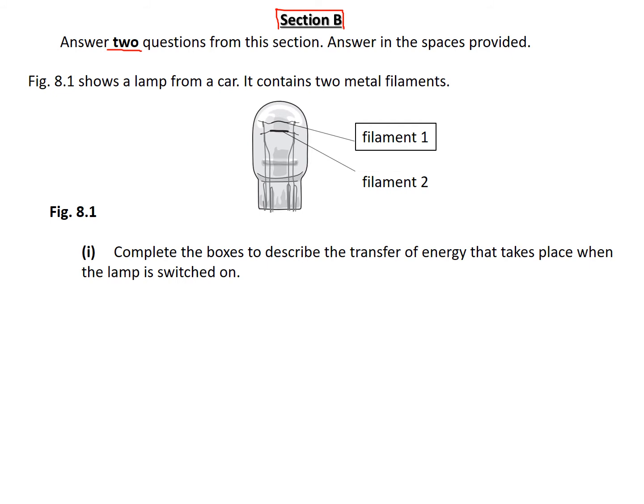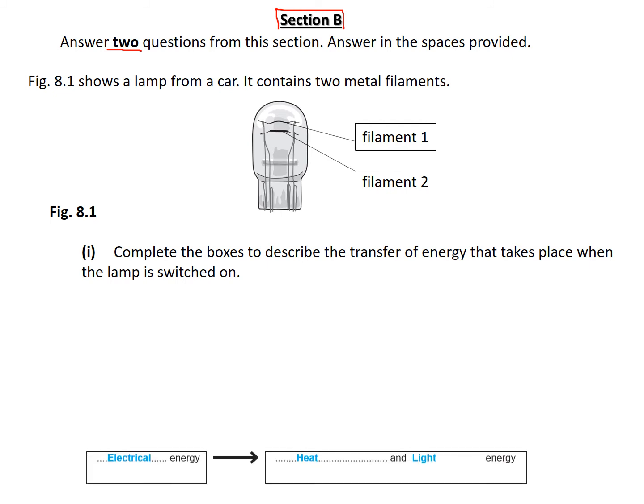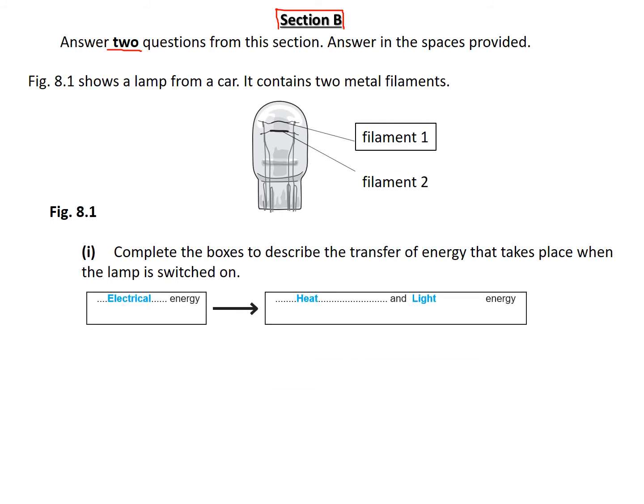It contains two metal filaments. Figure 8.1, part 1. Complete the box to describe the transfer of energy that takes place when the lamp is switched on. Electrical energy is converted into heat energy and light energy.